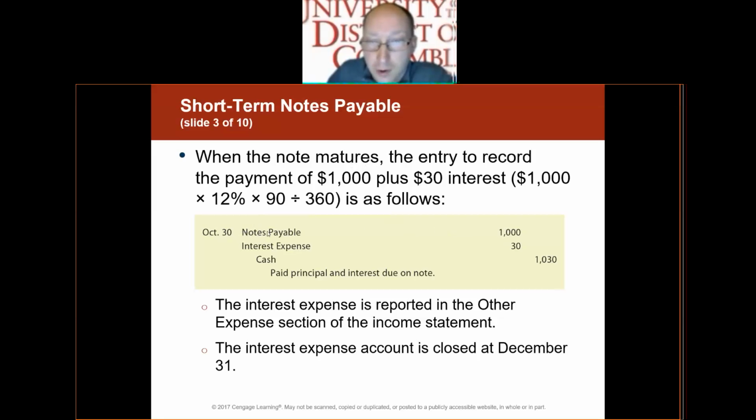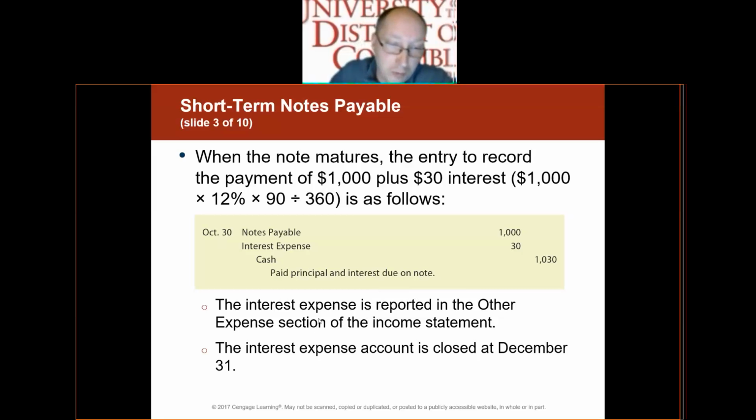So debit notes payable, $1,000, face value. Debit interest expense to represent the interest that we're paying out, $30. And of course, we credit our cash $1,030. Because obviously we're paying the interest in cash too, right? So $1,000 plus the $30, $1,030 cash paid out. And as you know, every time that we pay cash out, we credit cash. And the memo says paid principal and interest due on the note. Again, note is a loan.